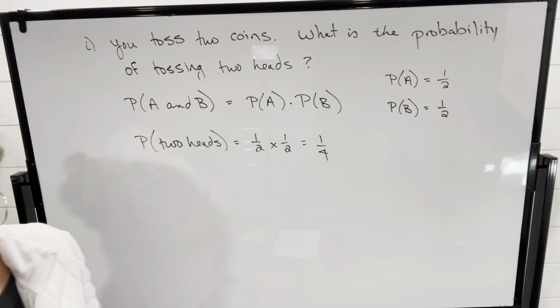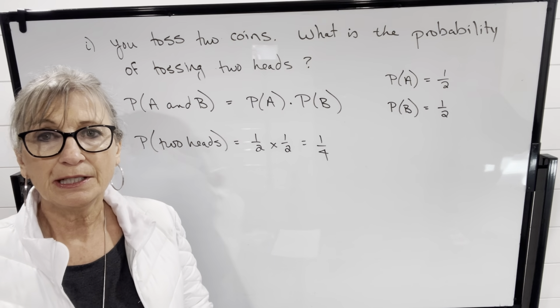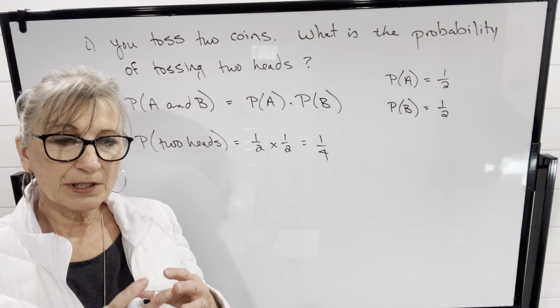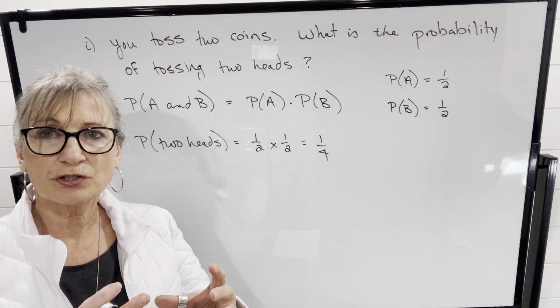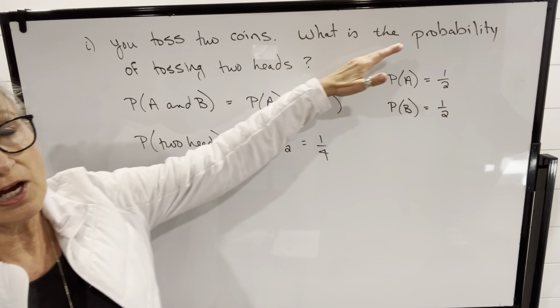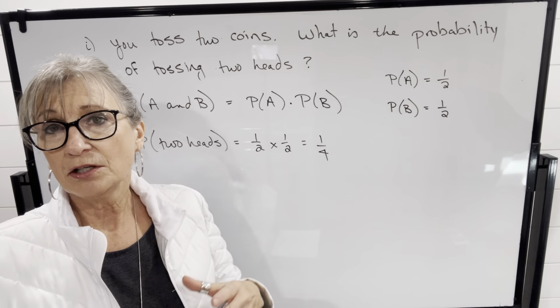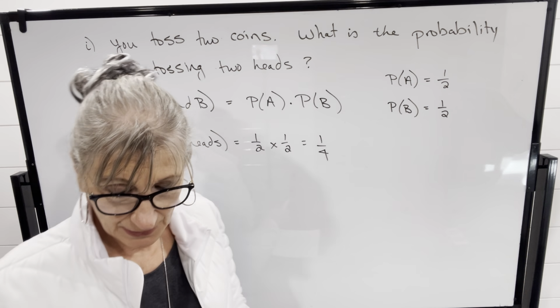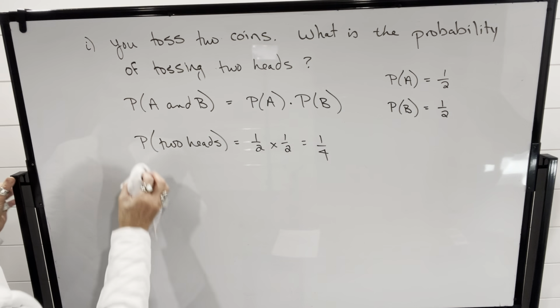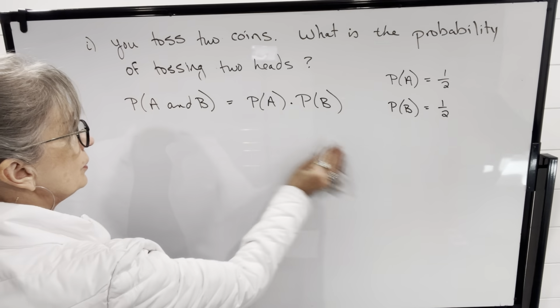But what I'd like to do is introduce what's called a tree diagram, because a tree diagram organizes the information nicely, and it gives you a lot of information to look at if you were asked for other probabilities as well. You know, the probability of two tails, or the probability of a head and a tail. So let's take a look at what a tree diagram looks like and how we can use that.